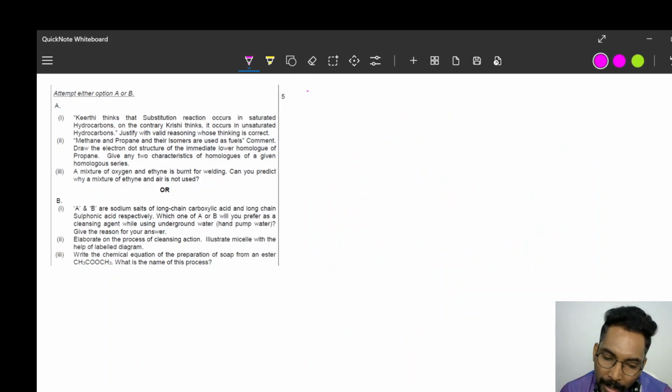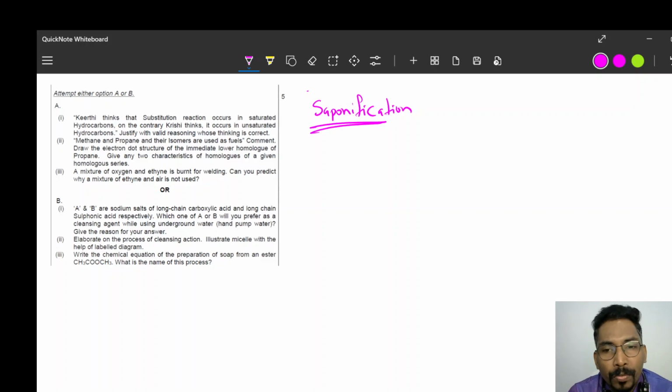Next: write the chemical equation for the preparation of soap from an ester, CH3COOCH3. What is the name of this process? Preparation of soap is called saponification. The name of the process is saponification. The ester is treated with sodium hydroxide, a strong base.